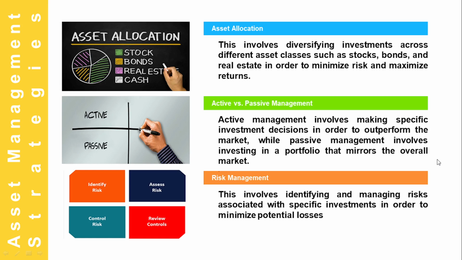In asset allocation, we will subsequently learn about the concept of portfolio. So number one strategy for asset management is asset allocation, which involves diversifying investments across different asset classes such as stocks, bonds, and real estate to minimize risks and maximize returns.